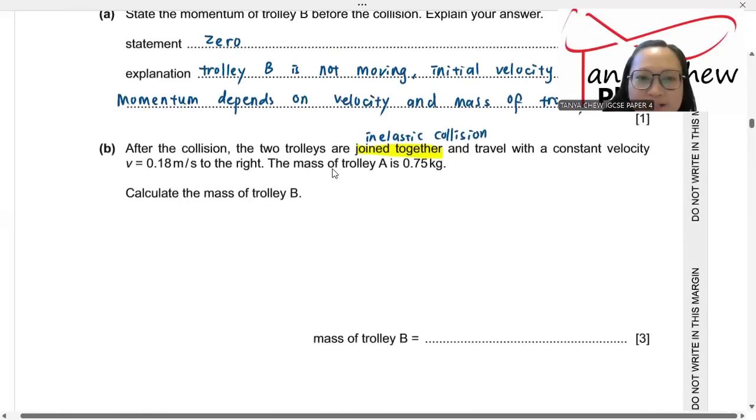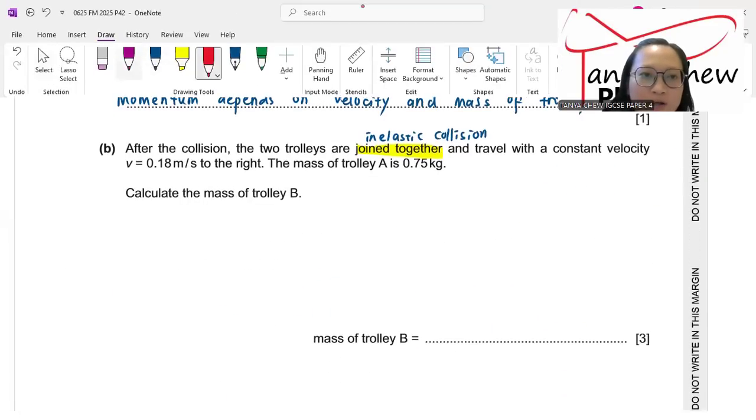Yeah, calculate the mass of trolley B. In order to calculate the mass of trolley B, I would like to use the principle of conservation of momentum. So do you still remember? The principle of conservation of momentum states that the total momentum before the collision must always be equal to the total momentum after the collision. So I'm going to write that down.